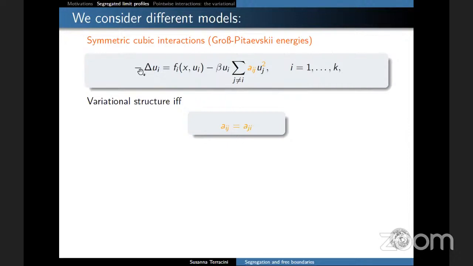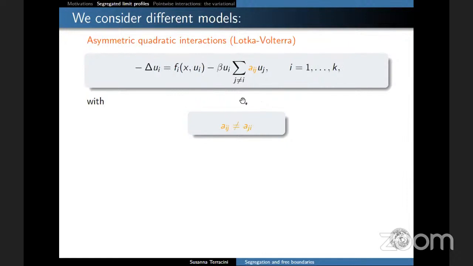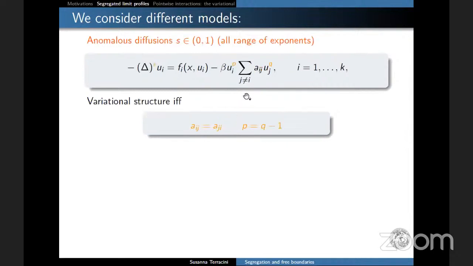Gross-Pitaevskii energy, and in that case, actually, one sees that the competition term is not quadratic anymore; it is cubic, and again, it has a variational structure when the matrix A_ij is symmetric and has not in the opposite case. The same happens. Okay. Also, for the Lotka-Volterra interaction, one can consider non-symmetric interactions, and in general, one can play with a class of possible models.